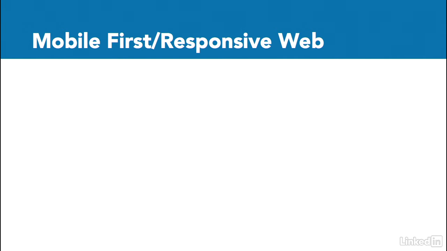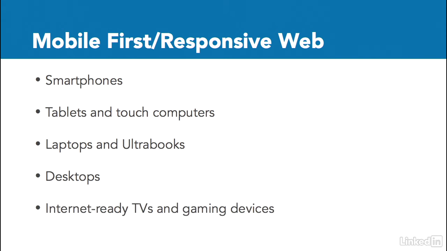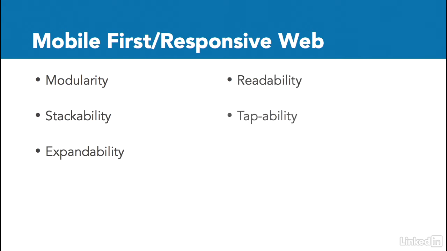are used specifically for different sized devices, such as smartphones, tablets and touch computers, laptops and ultrabooks, desktops, and even internet-ready TVs and gaming devices. Since the design must adapt to fit, the designer must pay specific attention to things like element widths, the number of columns, font sizes, button sizes, border widths, and image sizes. We must think in terms of modularity, stackability, collapsibility, expandability, readability, tappability, and responsive images.